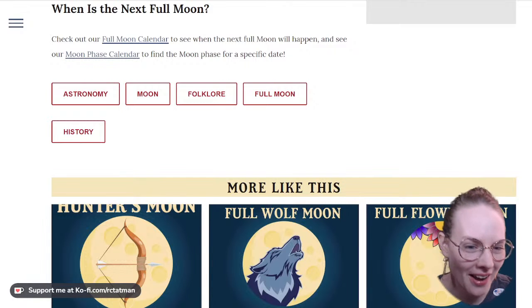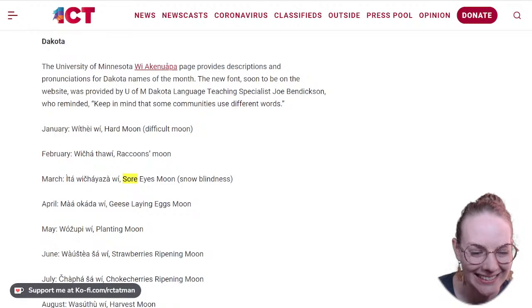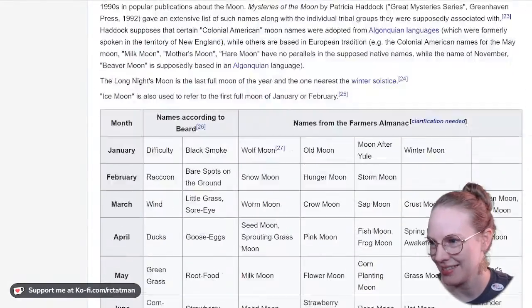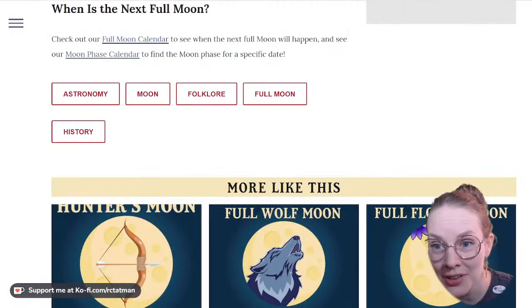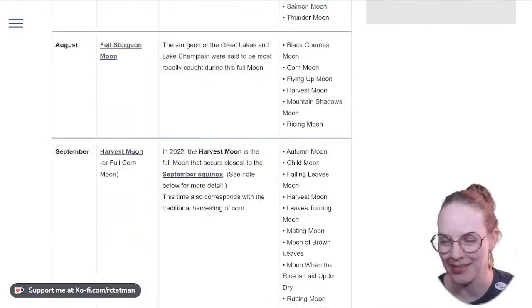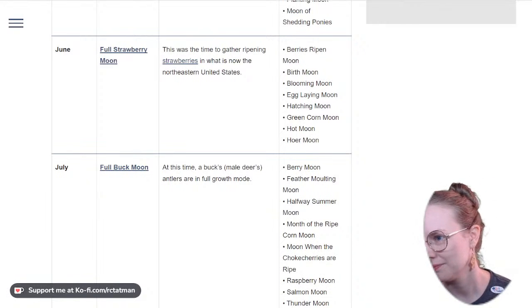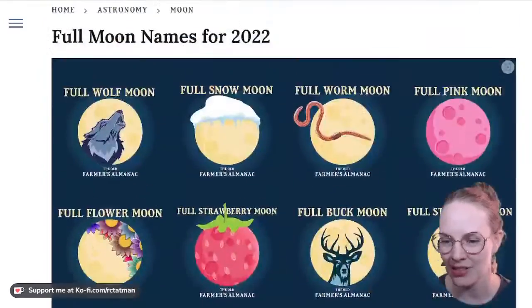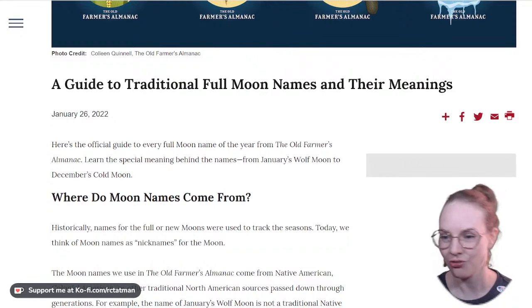You can see why I want to automate this. Okay. So Wikipedia says that this moon after Yule name comes from the Farmer's Almanac. I'm looking at the Farmer's Almanac list of moon names. Guess what's not on there? The moon after Yule. Do they even mention Yule? No, it doesn't come up. Does it say specifically that these are the Native American moon names? No, a guide to traditional moon names. Every full moon name from this year from the old Farmer's Almanac.